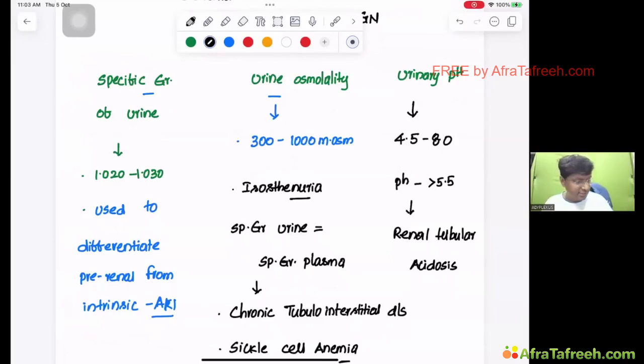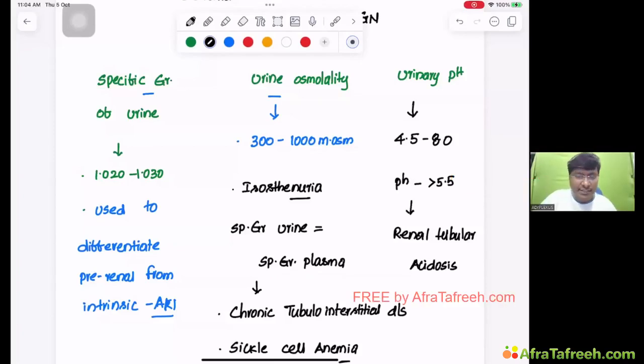So with this, we'll wind up this topic of urine analysis and move on to the next topic, as I have told you, renal pathologies. That is acute kidney injury, chronic renal failure. Then we have other conditions like nephrotic syndrome, nephritic syndrome, polycystic kidney disease. Just give me a quick information: is polycystic kidney disease discussed in your surgery?